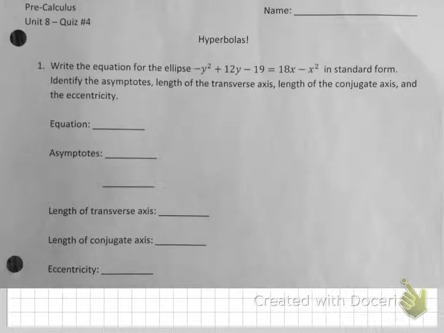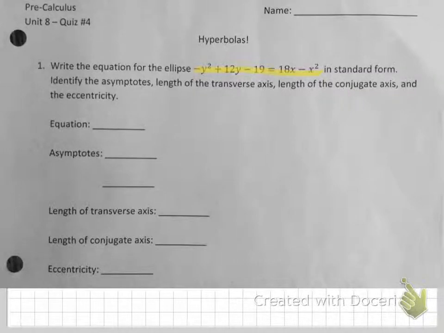Okay, in this video we're going to look at this practice quiz on hyperbolas that's got two main problems on it. So for the first one, we're given an equation in expanded form, and we're asked to write it in standard form and come up with some of the characteristics of it. So let's start by taking that equation, and we need to put it into standard form.